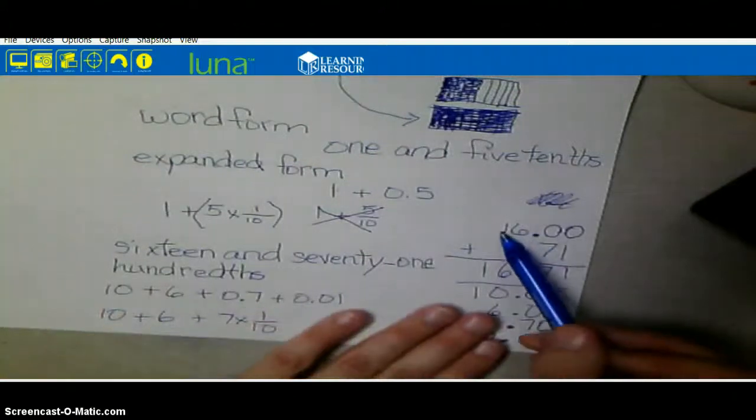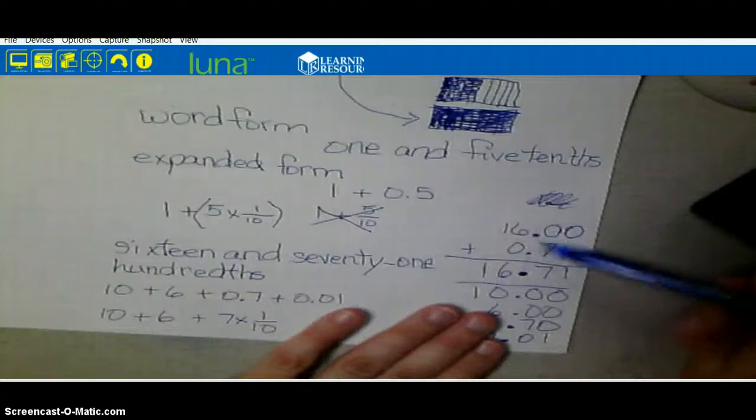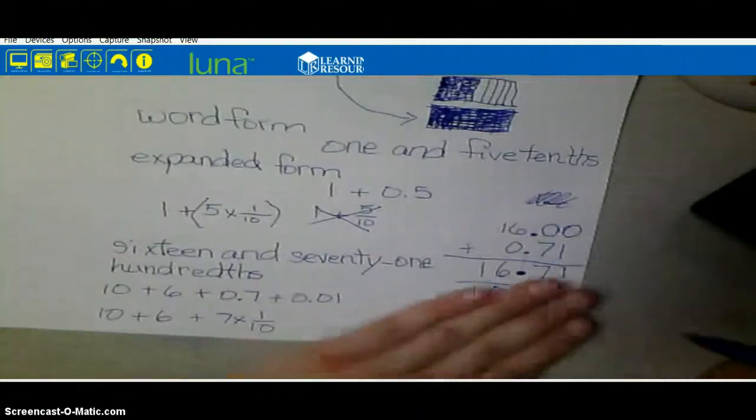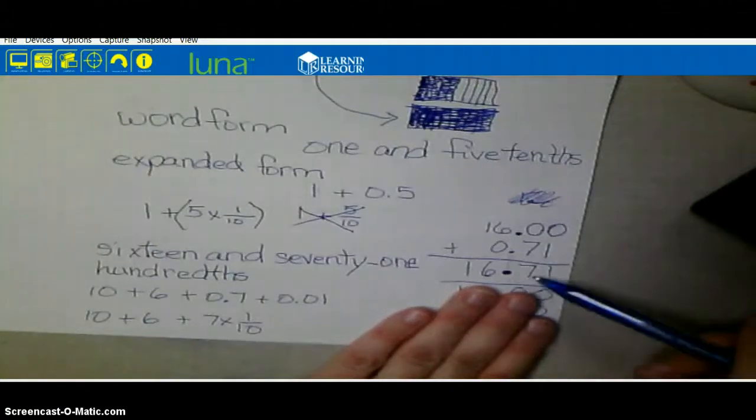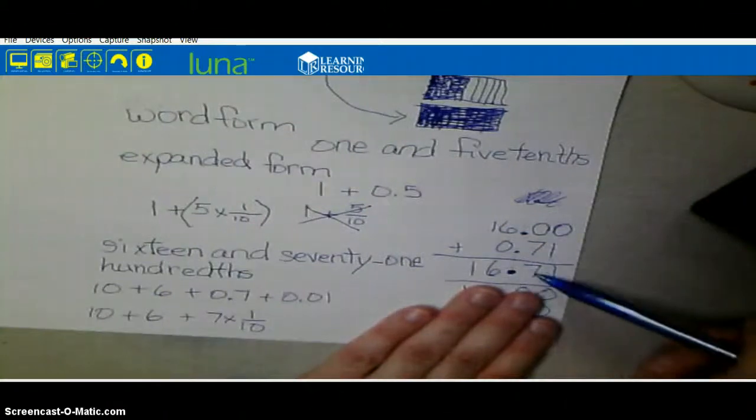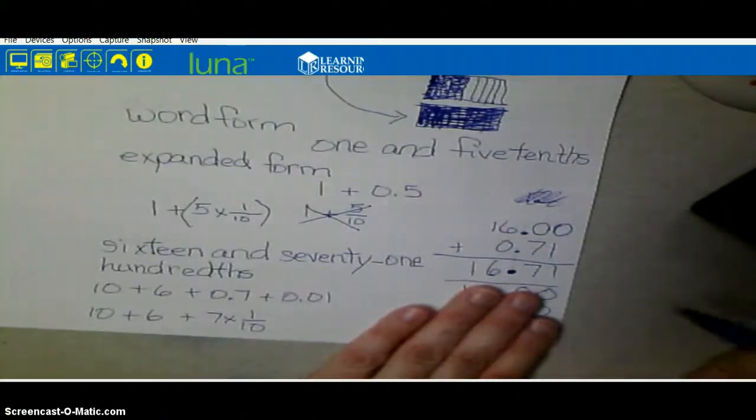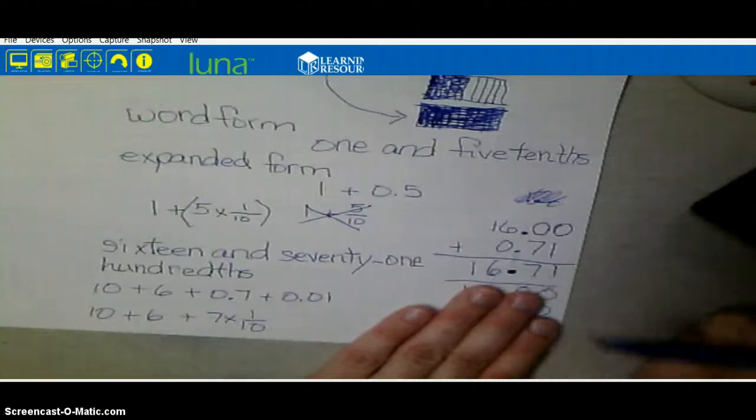So I've added this whole number that I turned into a decimal. Notice that I lined up my decimal points, and when I added and I got my answer, I put a decimal point in the same exact spot. I didn't move it at all. But I would have carried right over into the ones column if this was a 10 or higher. It wasn't, so it's just 1, 7, 6, and 1. And that's just your basic adding.